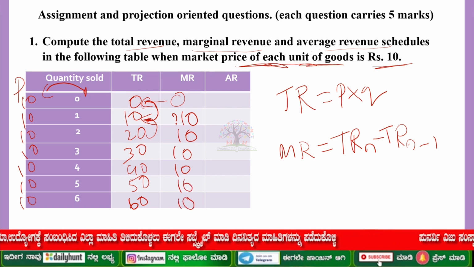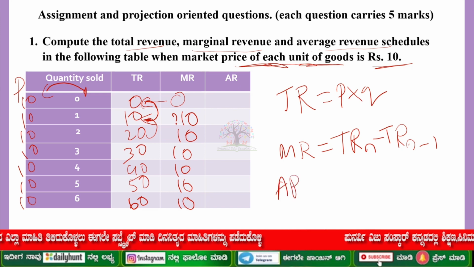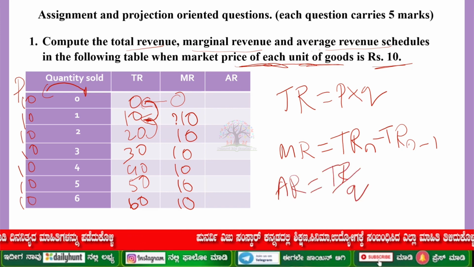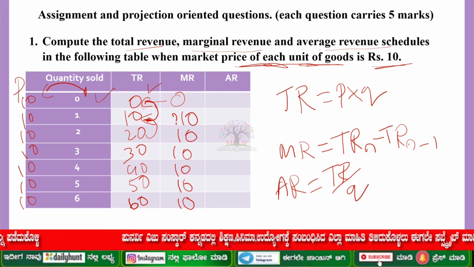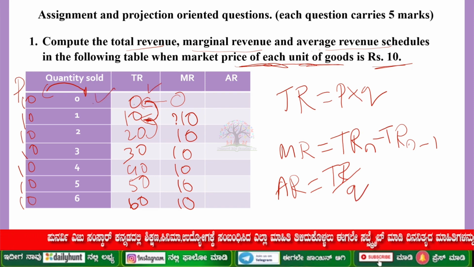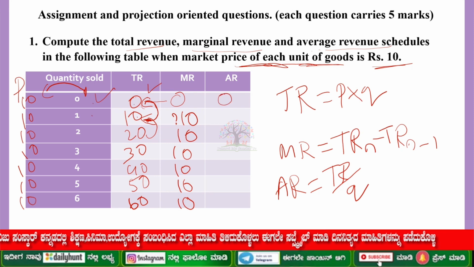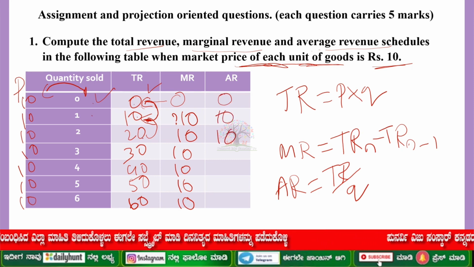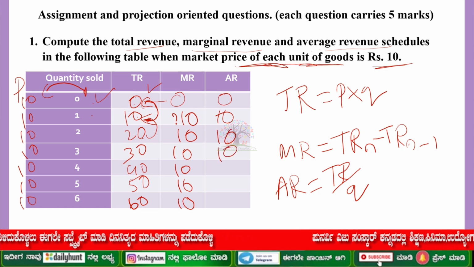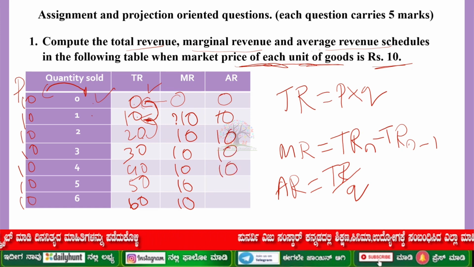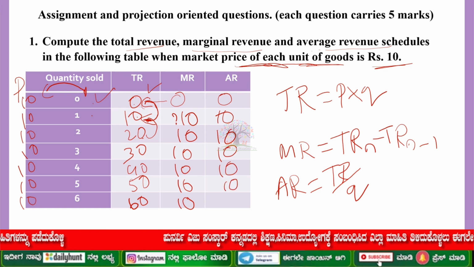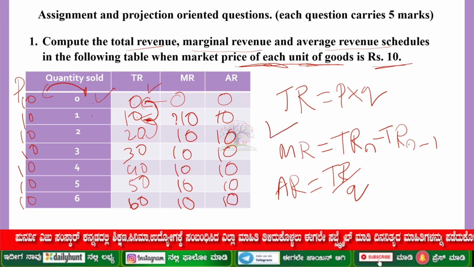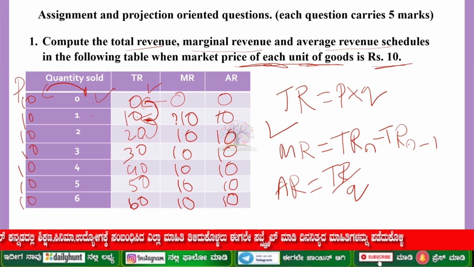You will get it. In a similar manner, you can find out AR. How will we find out? TR divided by quantity. So here we have quantity, here we have TR. 0 divided by 0, 0. 10 divided by 1, 10. 20 divided by 2, 10. 30 divided by 3, 10. 40 divided by 4, 10. 50 divided by 5 is also 10. 60 divided by 6 is also 10. So this is how we are going to calculate this one.